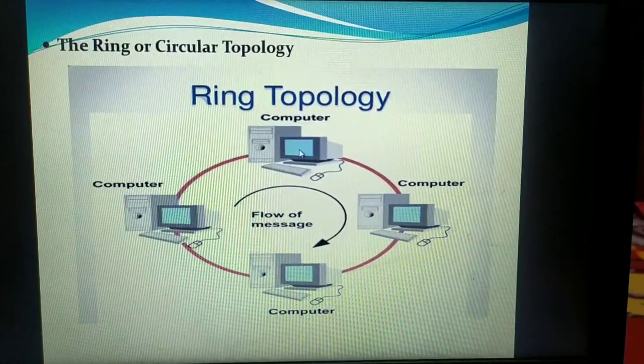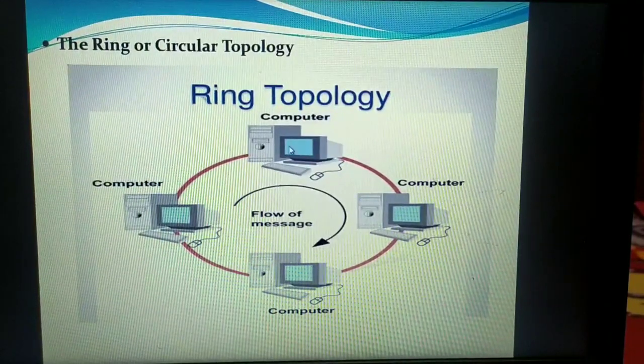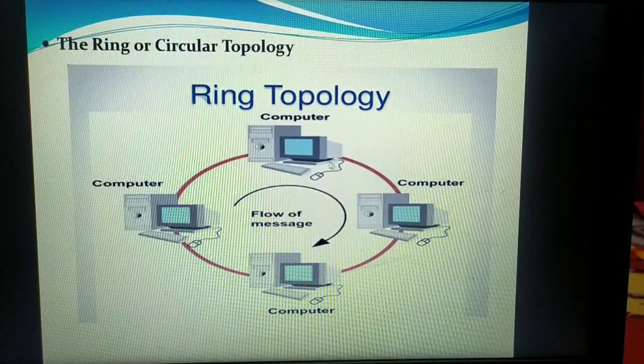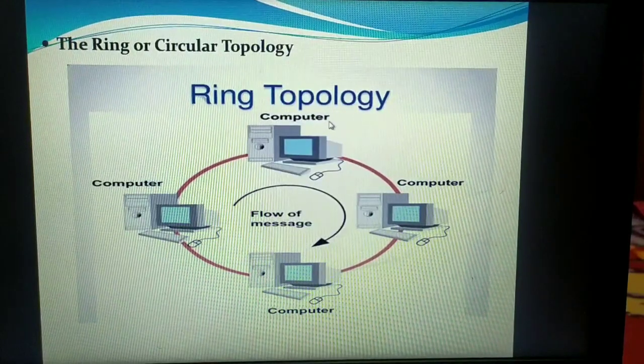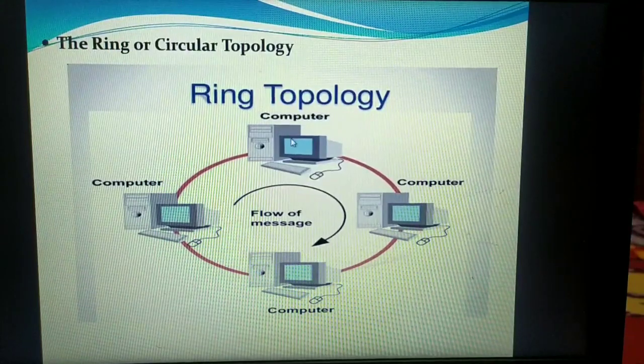One more thing we have to concentrate on is that as the data packet moves from one node to another node in the form of a ring, each node has the capability to amplify the data packet. Amplify means strengthening the signal of your data packet. Now let me explain with an example. Let me consider this to be the source and this to be the destination.